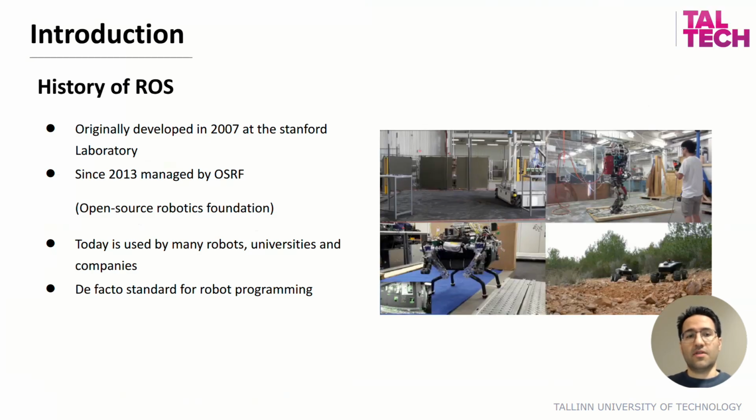So the history of ROS started in 2007 at the Stanford Laboratory, and then since 2013 it's been managed by the Open Source Robotics Foundation. And today many universities, and maybe many companies, dedicate their effort and research to ROS, because it uses the benefit of different communities, not just, for example, some well-known companies.